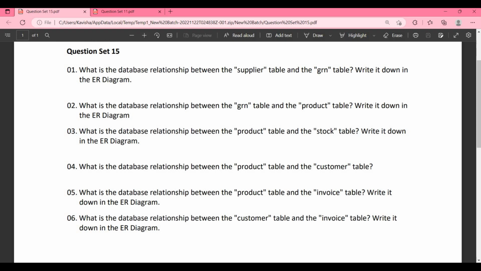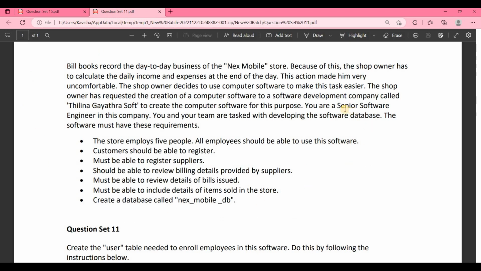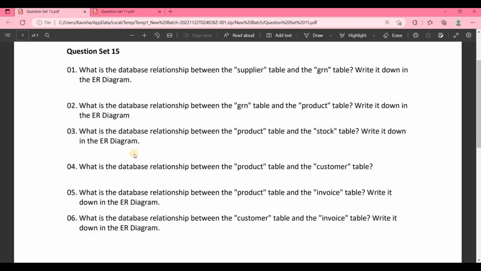This is question set 15, but the same scenario as in question set 11. I have told you before that I am going to use the same scenario to discuss question numbers 11, 12, 13, 14 and 15. So here's the scenario, and here's question set 15.